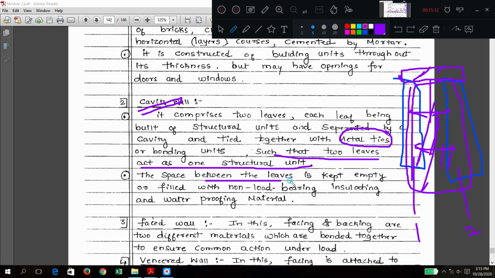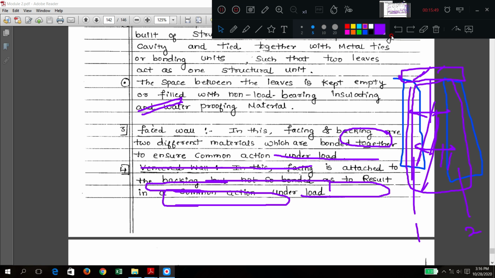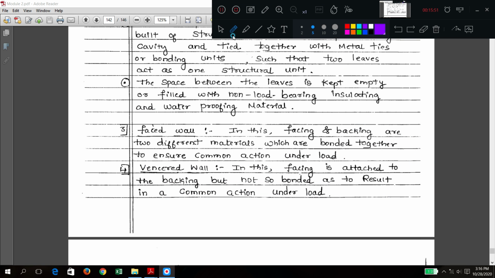Now the space between is kept empty or filled by what? Maybe filled by waterproofing material, or maybe it is empty itself. Maybe some insulating material is also present. So both ways are possible. What is a faced wall? Faced wall has facing material and backing material, two different materials which are bonded together.